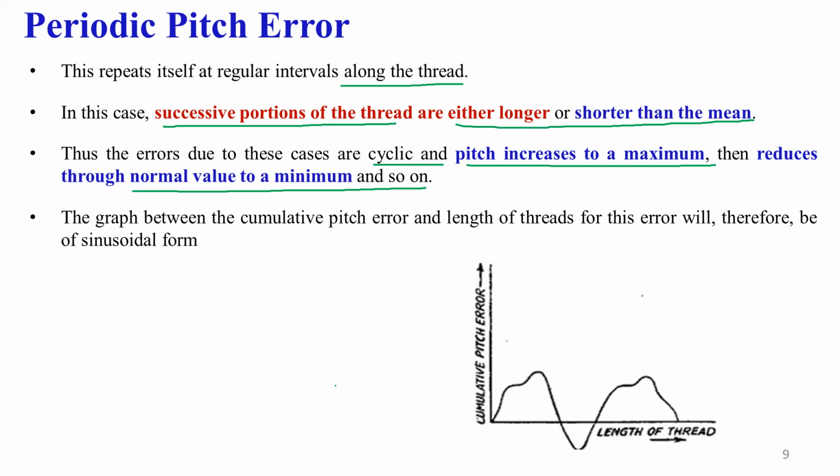So let us see this figure or graph, which shows the cumulative pitch error and the length of the thread. Therefore, the shape of the curve is a sinusoidal form. Here this distance is not the same as this distance, and this distance is the same as this distance because of periodic pitch error.